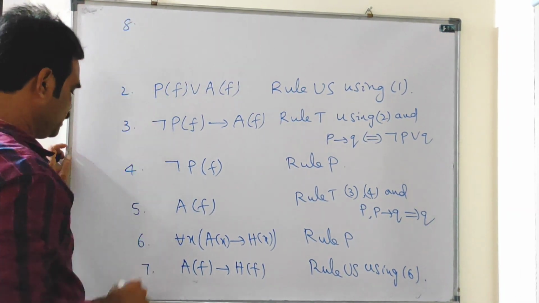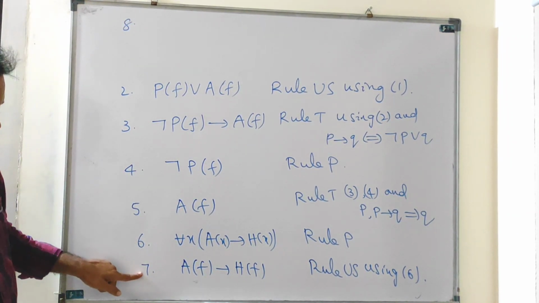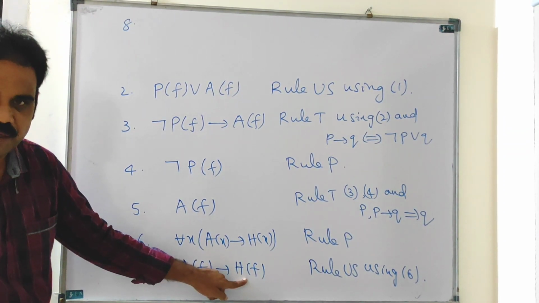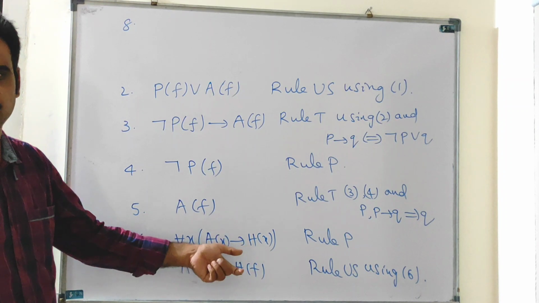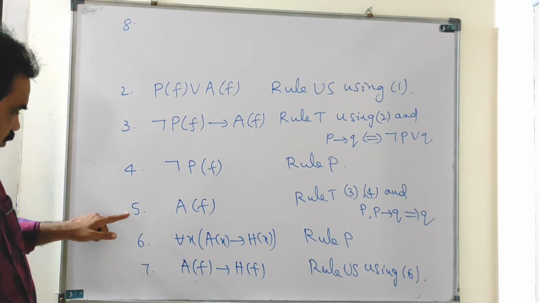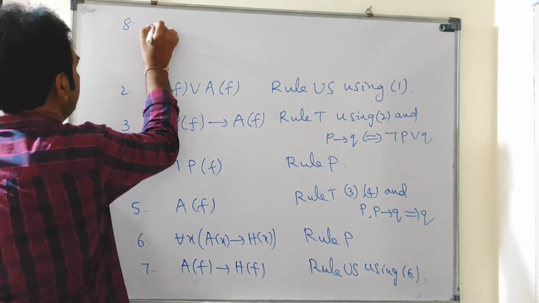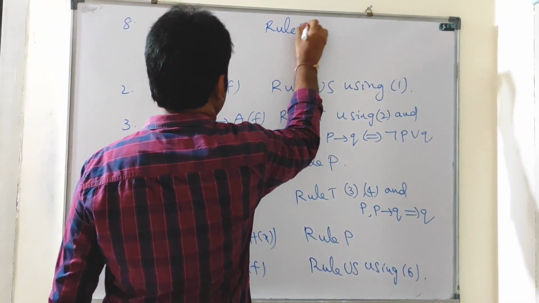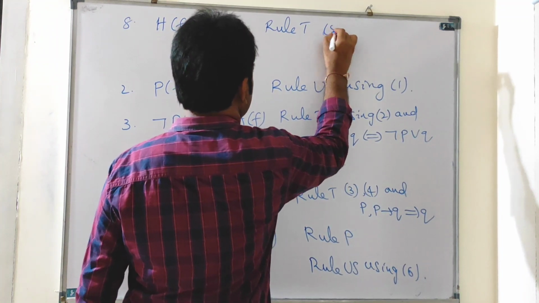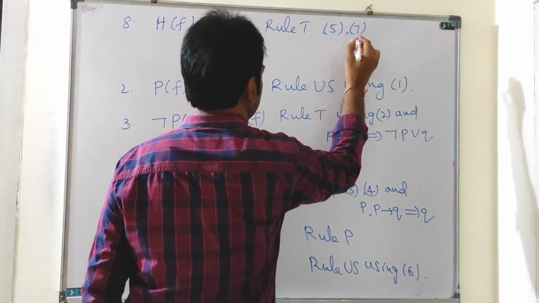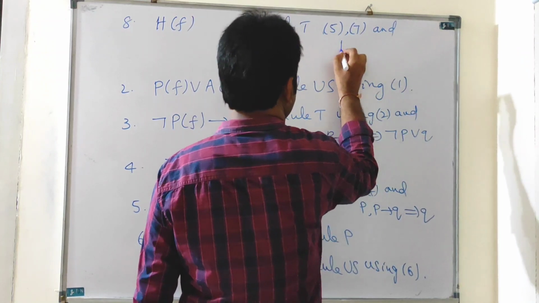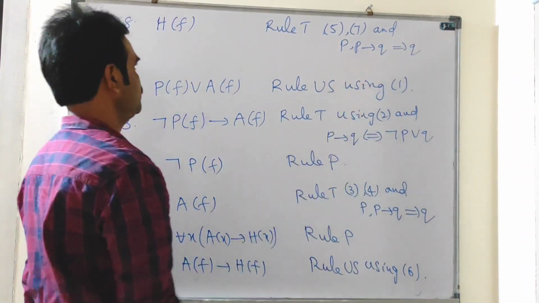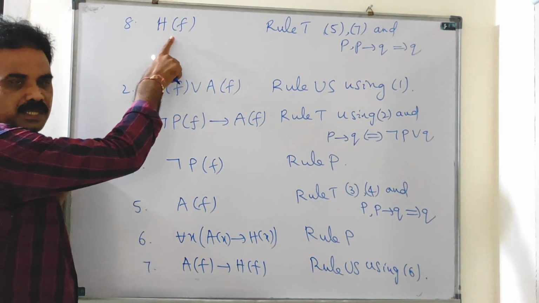See the next step. Observe 5th and 7th steps. 5th one, A of f. 7th one, A of f implies H of f. By modus ponens, P, P implies Q, therefore Q. That's why using 5 and 7, we get H of f. Reason, rule T using 5 and 7, and the reason is P, P implies Q, therefore Q. That is modus ponens. Now this is our conclusion, H of f.